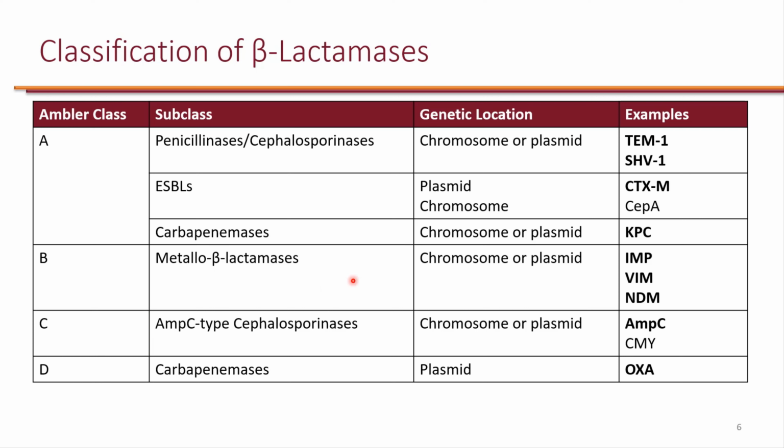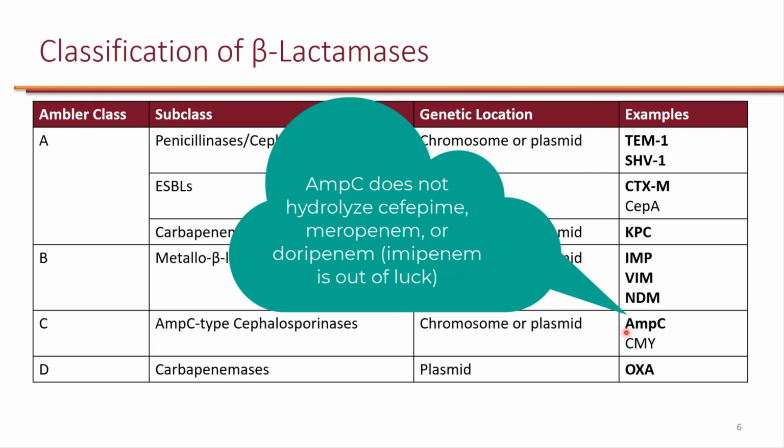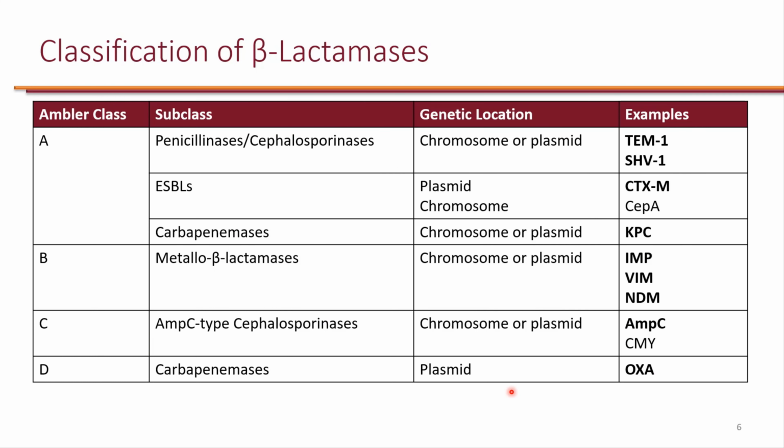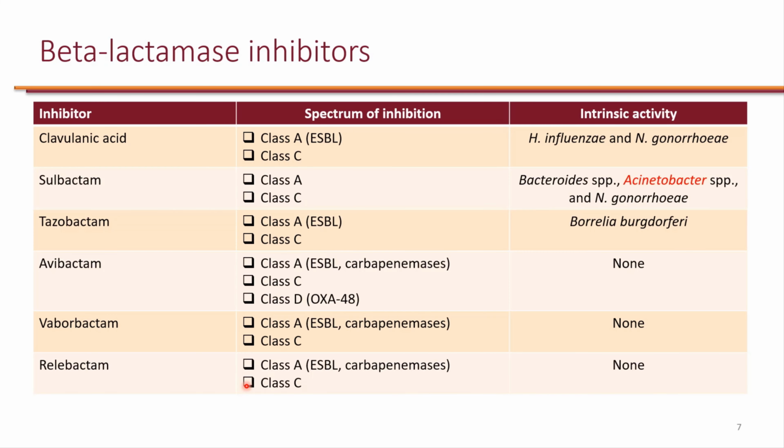Class B, which is metallo-beta-lactamases, are the worst in class, so they basically break down everything except aztreonam. Then we have class C, which is for the most part the AmpC enzyme, and these break down cephalosporins and penicillins as well as imipenem, but they are stable to many fourth generation cephalosporins as well as meropenem. And lastly, we have class D, which are OXA type enzymes, and these are carbapenemases. So in addition to penicillins and cephalosporins, they also break down carbapenems.